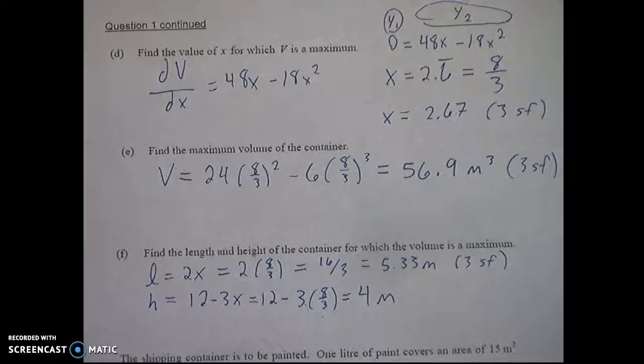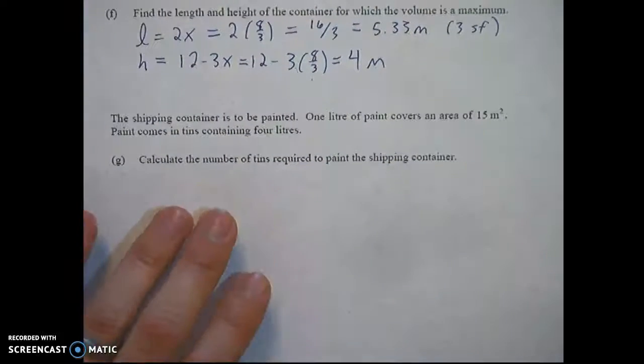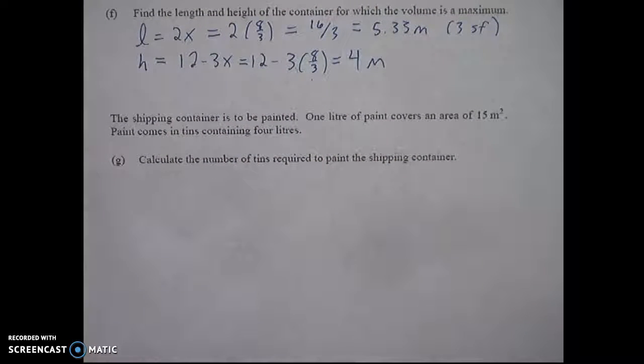So it looks like we've only got one question left, and it's a doozy. The shipping container is to be painted. 1 liter of paint covers an area of 15 millimeters squared. Paint comes in tins containing 4 liters. Calculate the number of tins required to paint the shipping container.